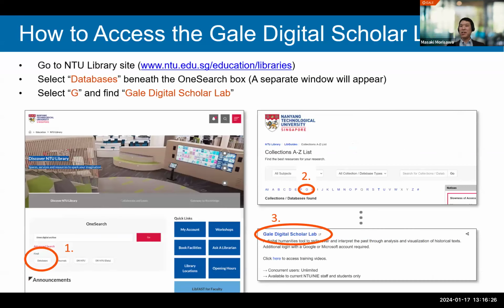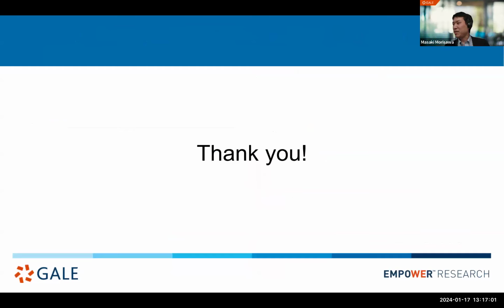So I won't demonstrate this, but you can access the Gale Digital Scholar Lab as well if you're interested in this kind of research. It's the same way: you just select G from the database list and you get the Gale Digital Scholar Lab. It's a little bit different, a bit more complex, but there are plenty of help tools within the platform itself. And if there's another opportunity, I'll be delighted to demonstrate this to you. I actually did a demo for NTU in the past, so maybe they have the recording as well. So I just wanted to show that to you as an FYI. And that's the end of my presentation.